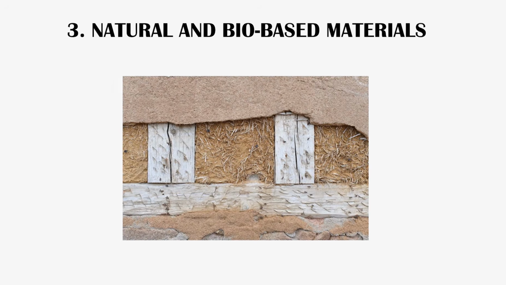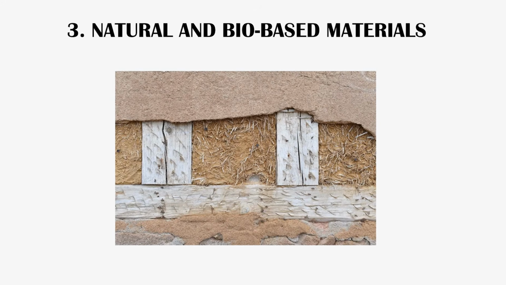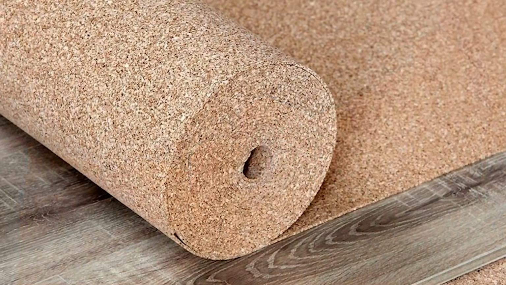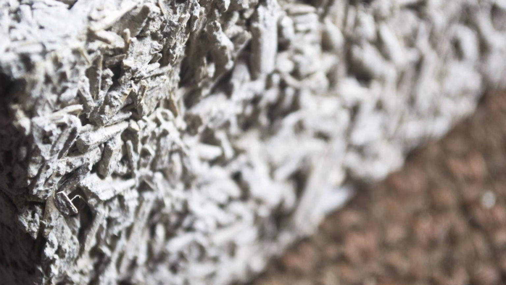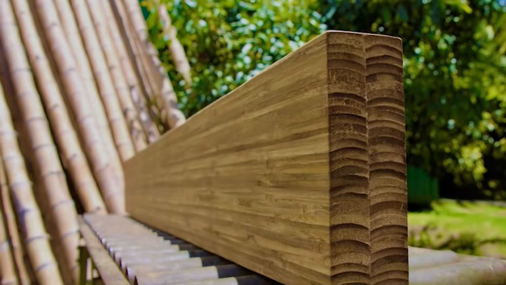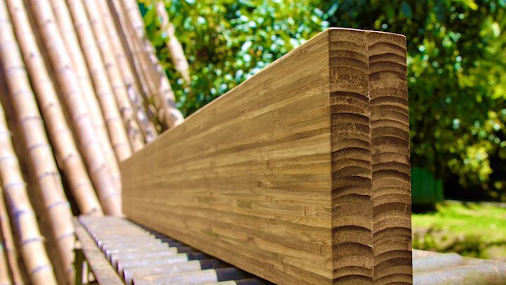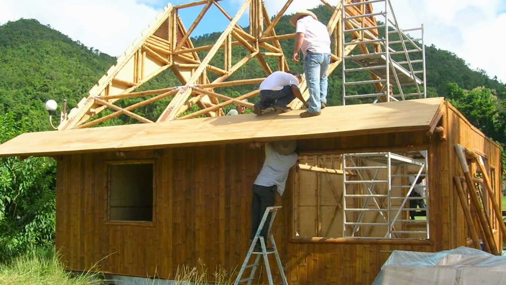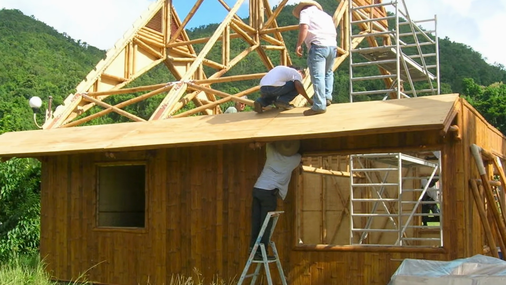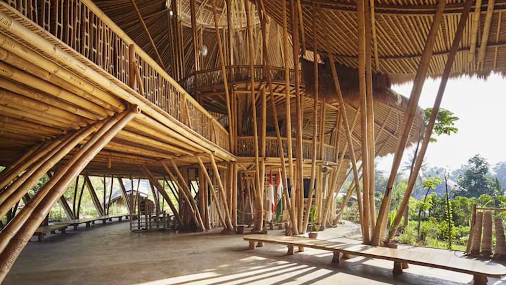So now, on number 3 we have natural and bio-based materials. Natural and bio-based materials such as bamboo, rammed earth, compressed earth blocks, cork, and hempcrete are gaining renewed attention in sustainable architecture. Bamboo is particularly notable due to its rapid growth rate, high tensile strength, and versatility. It is increasingly used in structural systems, facades, and interior elements, especially in tropical and subtropical regions.